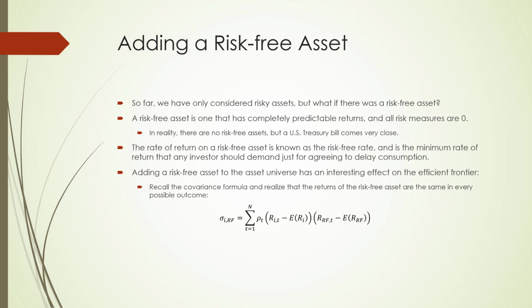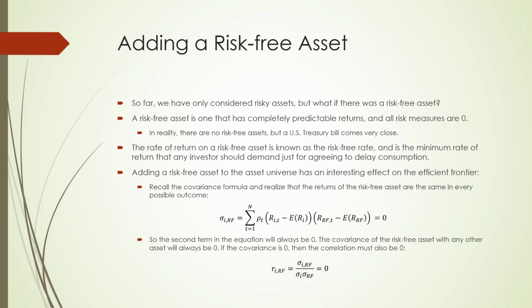Well, in this case, the second security is the risk-free asset. And because the risk-free asset has a variance or standard deviation of 0, that means that its return is the same in every possible state of the economy. And if the return never changes, then each possible return is the same as the expected return. And so that second term will always equal 0. 0 times anything is 0. And the sum of a whole bunch of zeros is 0. Therefore, the covariance of any asset's returns with the risk-free asset must be 0.